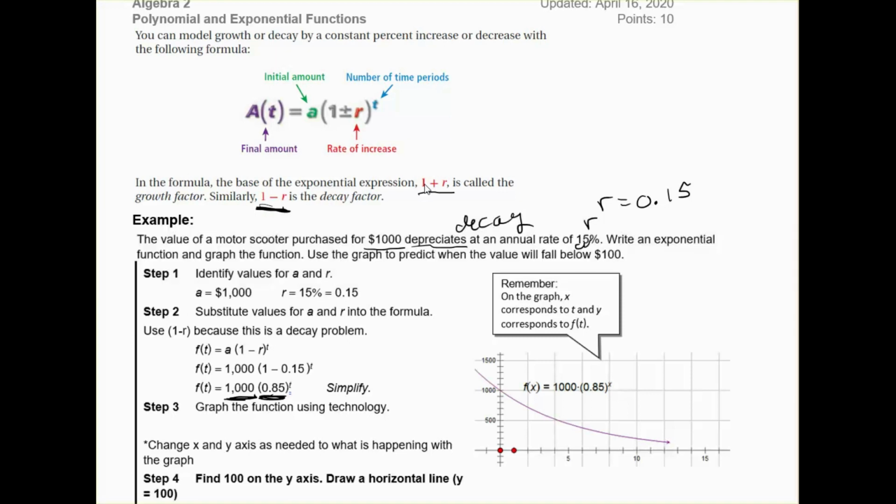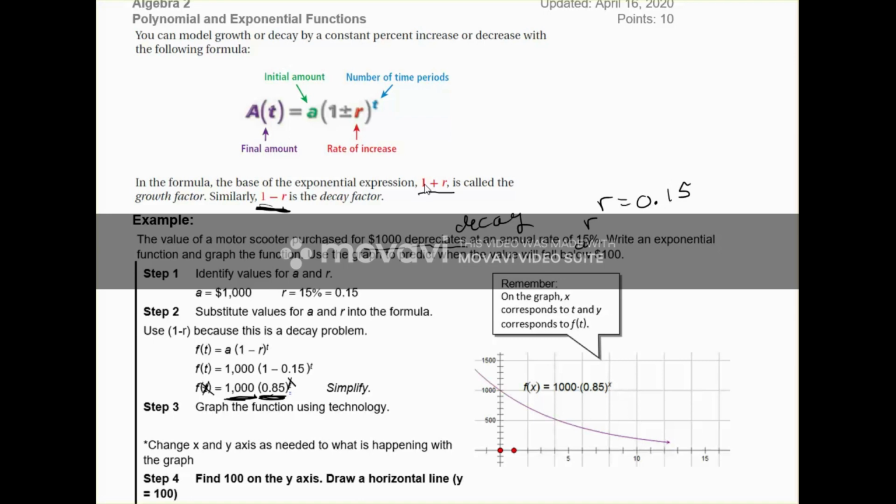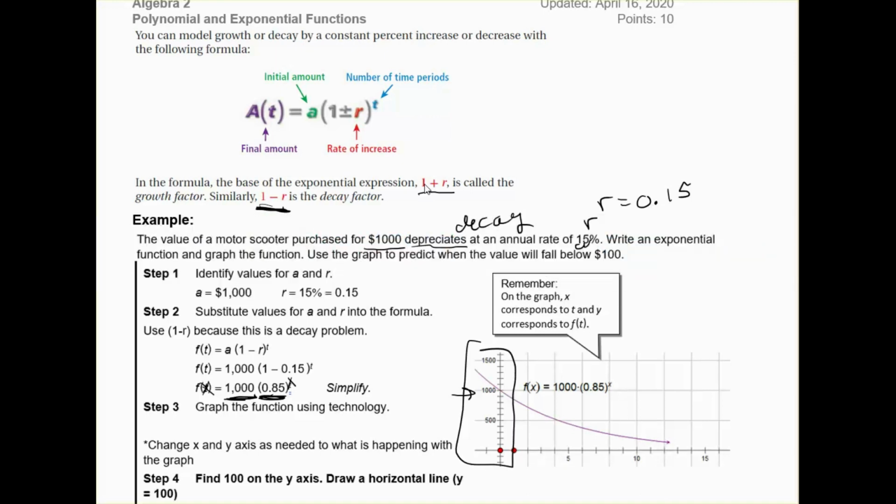However, if we are graphing this in Desmos, they don't have t. We have to use x. So we'll use x for that, and this would be f of x, not f of t. So then you can graph it using technology, and it looks like this. And I changed the scale on the y-axis. I didn't change the x-axis, I changed the y-axis. And I changed it to go from 0 to 1500 so I could get a good view of what's happening.